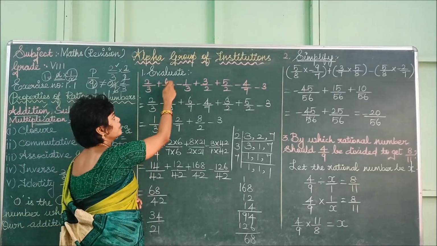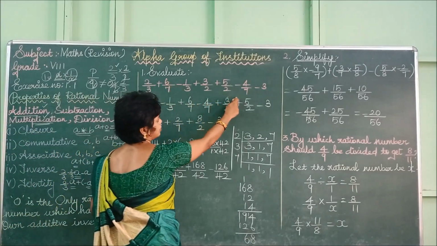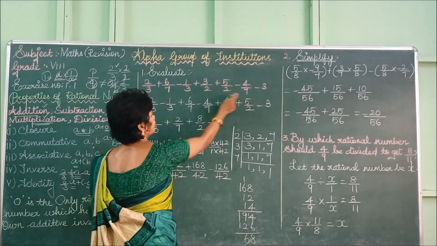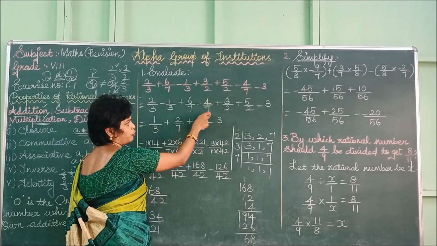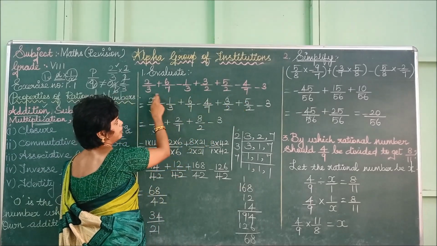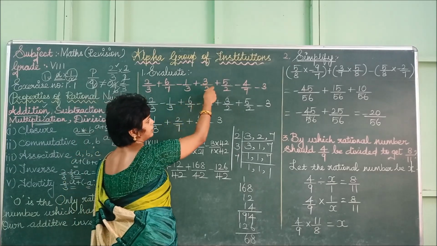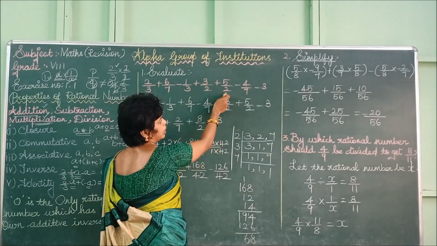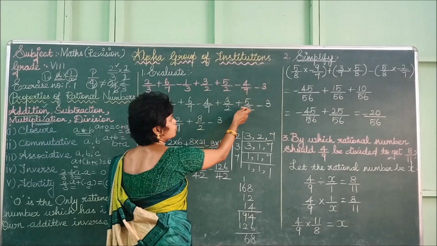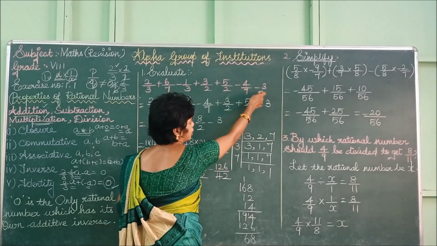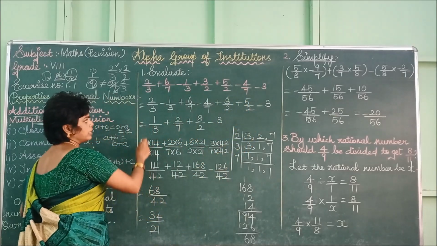Next look at the next term, 6 by 7. Look for any other 7. Yes, here 7. So you can take it and write minus 4 by 7. The next term we have already written. So take the next term 3 by 2. Again here also the denominator is 2. So you can combine and write plus 5 by 2. At last minus 3. So listen here.